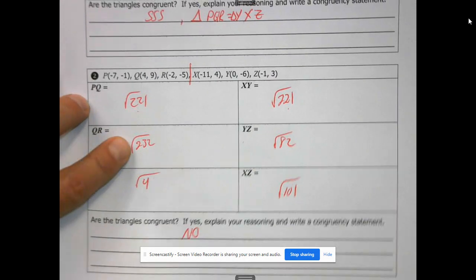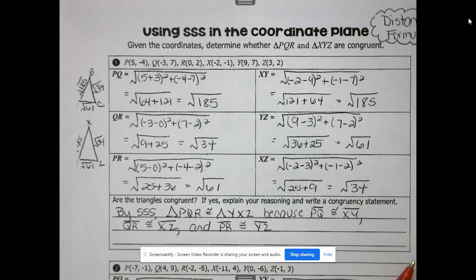That is it for your lesson on side, side, side, and side, angle, side.